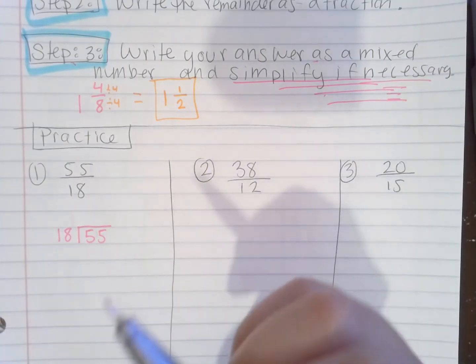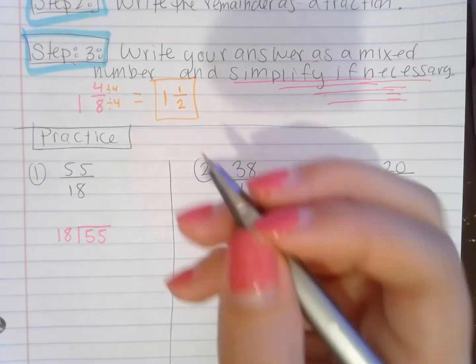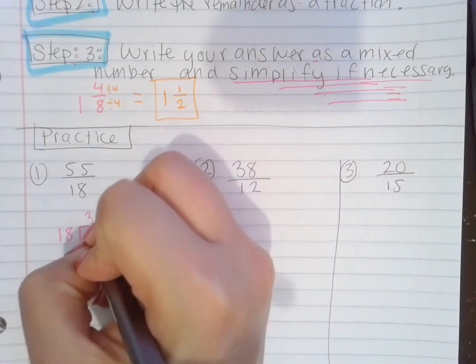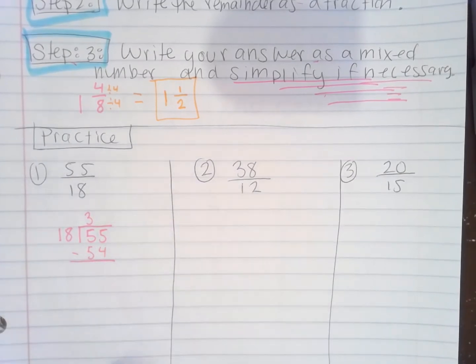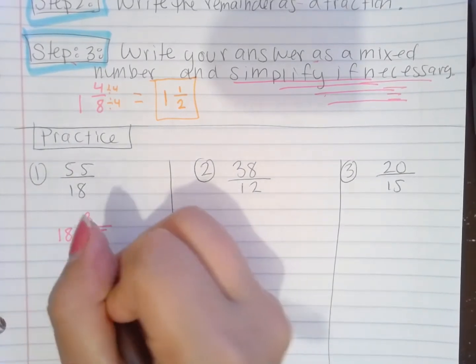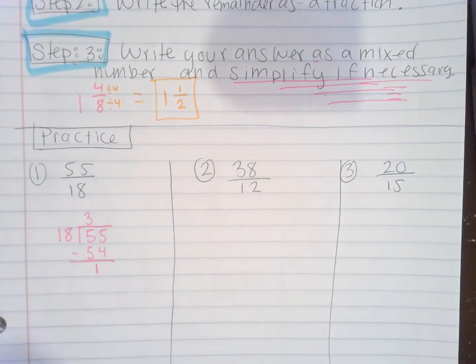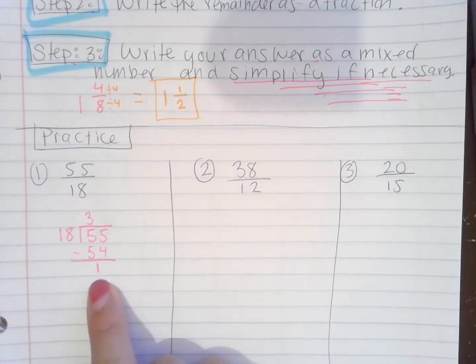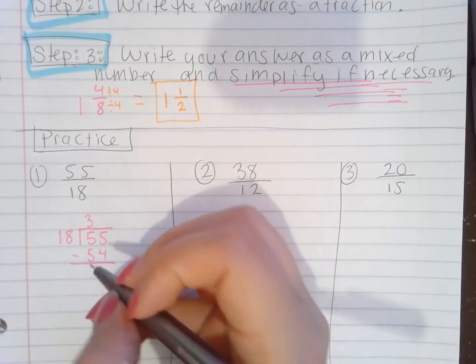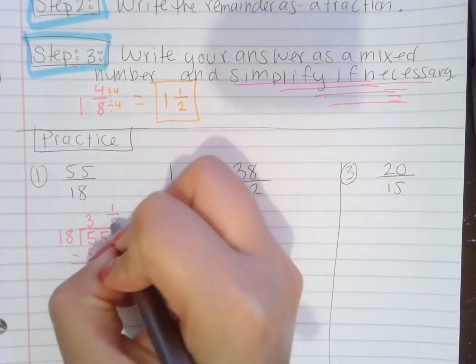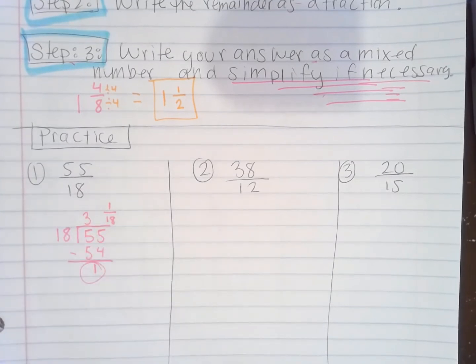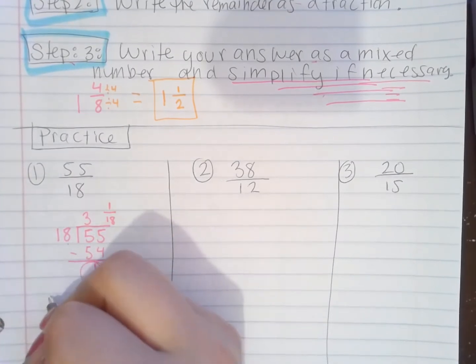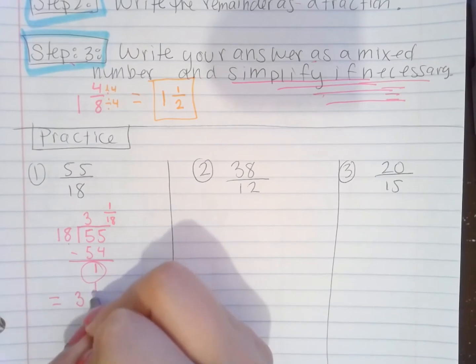Well, I know that 18 times 3 is 54. So I'm going to say 3. That's going to give me 54. 55 minus 54 will just leave me with 1. And at this point, 18 can't go into 1, so that's just going to be my remainder. So my remainder is 1 over 18. Remember, take your remainder and divide it by your divisor here. So your official answer is going to be 3 1/18.